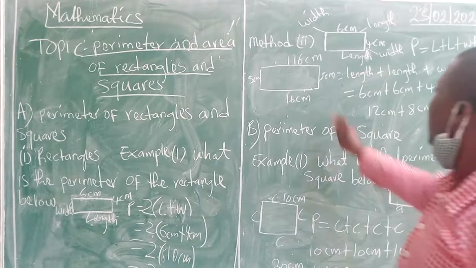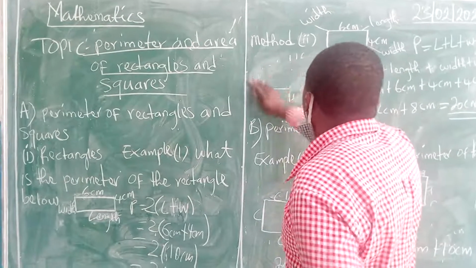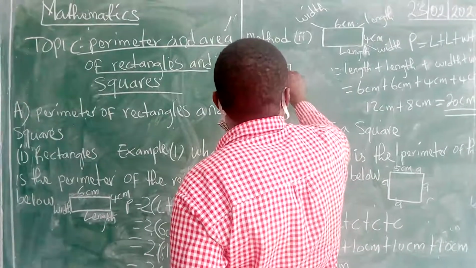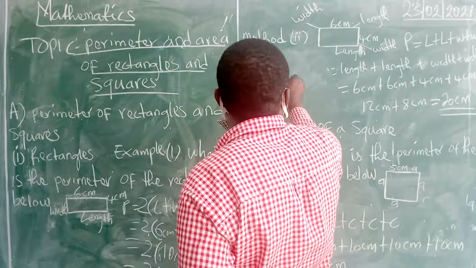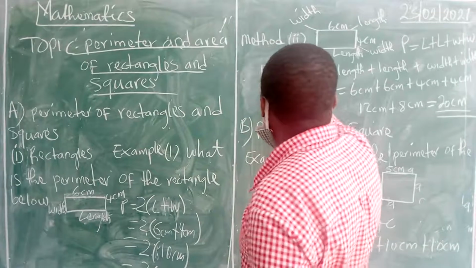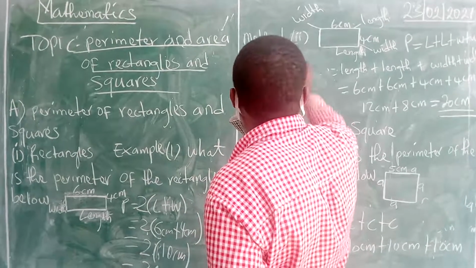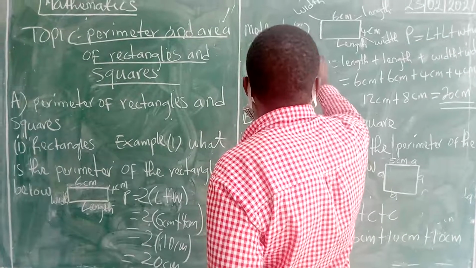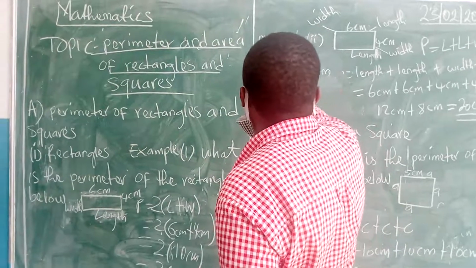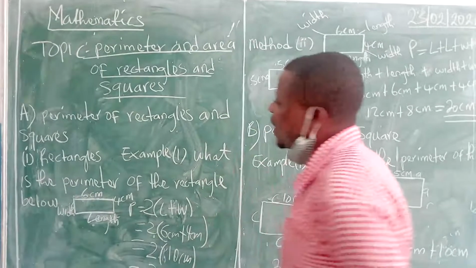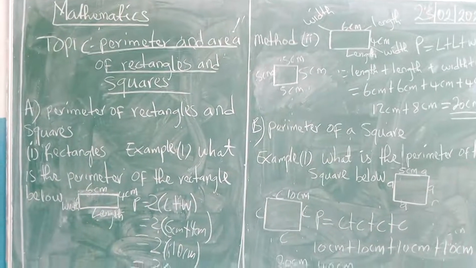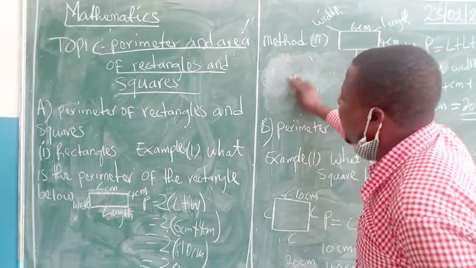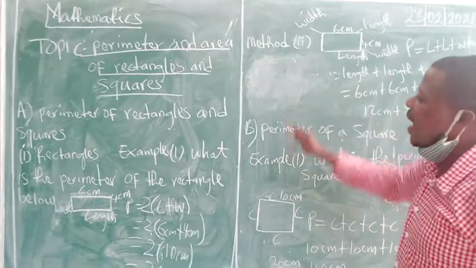Then talking about squares as a shape. A square has 4 lines of the same length. That means if this is 5 centimeters, this one will be 5 centimeters, this will be 5 centimeters, and this will be 5 centimeters. Those are the things that you have to bear in mind when talking about squares. So let us start with A, perimeter of rectangles and squares.